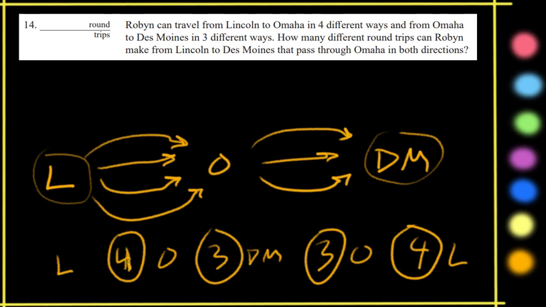It's kind of like if you say I have 4 different hats and 3 different shirts and 3 different pairs of pants and 4 different pairs of shoes, how many different outfits can I make? You just have to multiply them all together. So there's 12 here and 12 here, we can multiply those to get 144. So there's 144 round trips. All right, great.